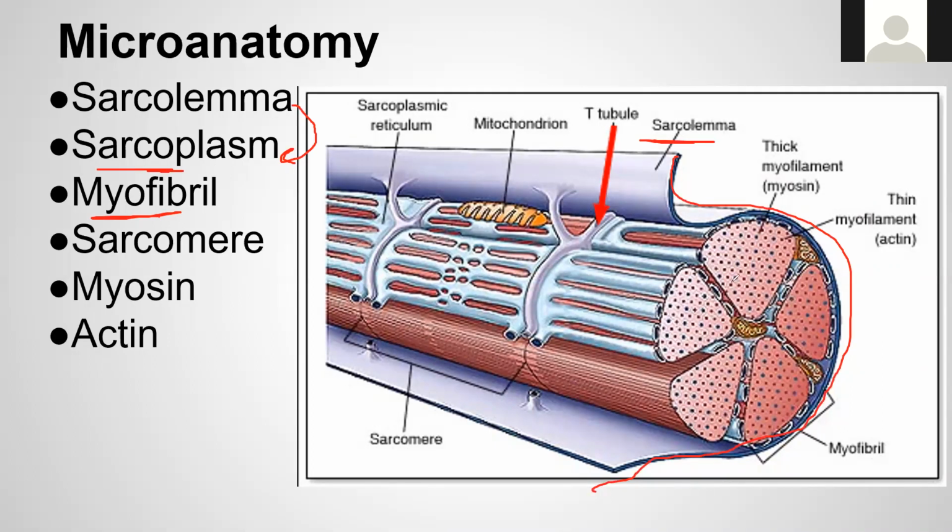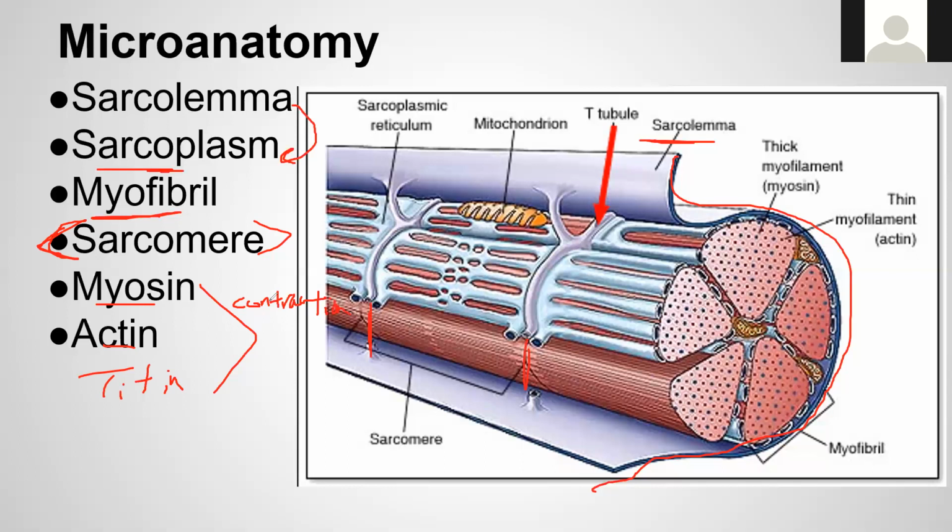Your myofibril is made up of many sarcomeres. Sarcomeres are just subsections of the myofibril that are composed of different filaments or different proteins: myosin, actin, and I don't have it here, but titin as well. This is where you actually have your contraction occur. And when we talk about the sliding filament theory, we'll get into how that actually works.